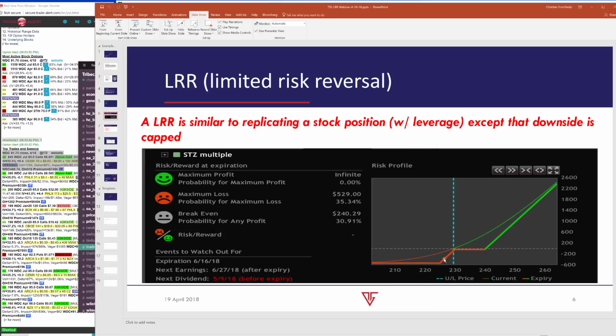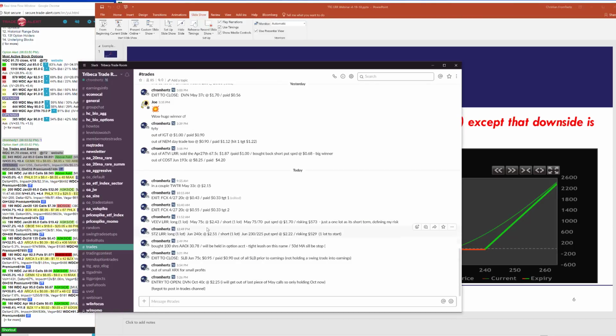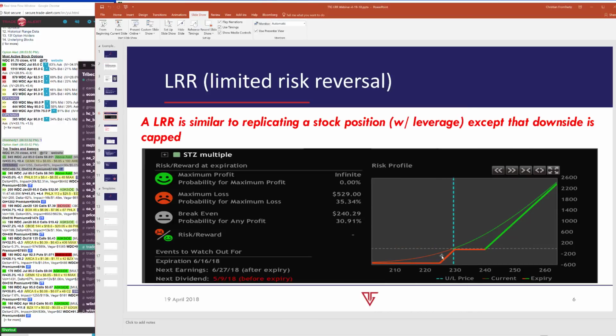And you could see, your loss, if it happens to go below, what did I say, if it goes below 225, that's the biggest loss that you could have. You'll lose $529, which is exactly what I put in. That's your maximum loss. That's all you could lose. Your break even is here, basically right where the stock is.